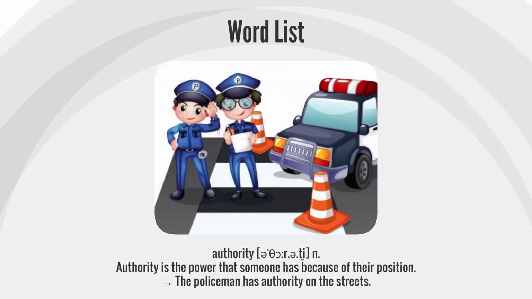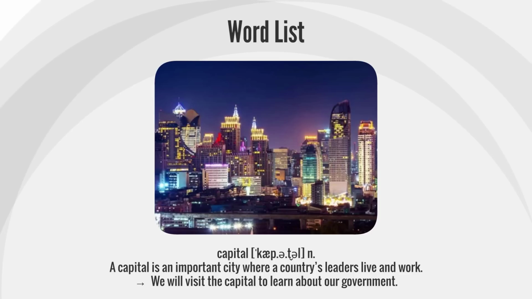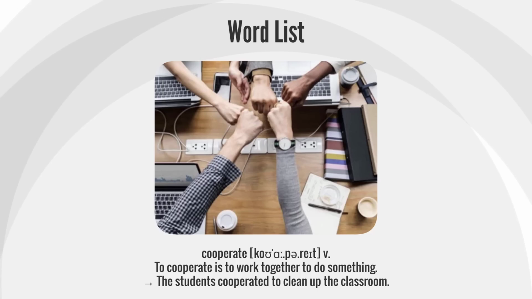Authority. Authority is the power that someone has because of their position. The policeman has authority on the streets. Capital. A capital is an important city where a country's leaders live and work. We will visit the capital to learn about our government. Cooperate. To cooperate is to work together to do something. The students cooperated to clean up the classroom.